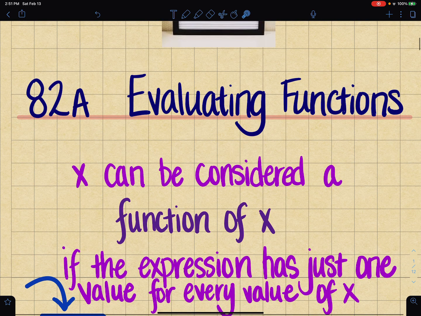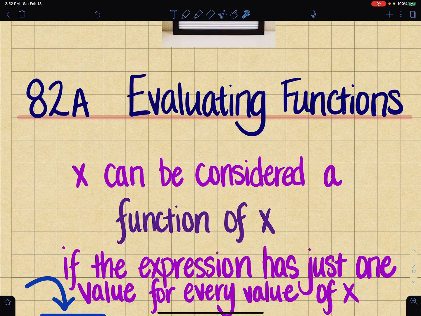Alrighty, let's start with 82A, evaluating functions. All right, so they first talked to us about functions back in lesson 28. We were sort of introduced to the concept of a function, and we learned that a function is like f of x, right? And that's kind of all that we learned. So now we're going to expand upon that idea.